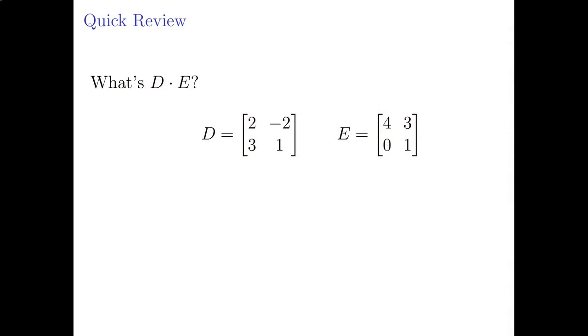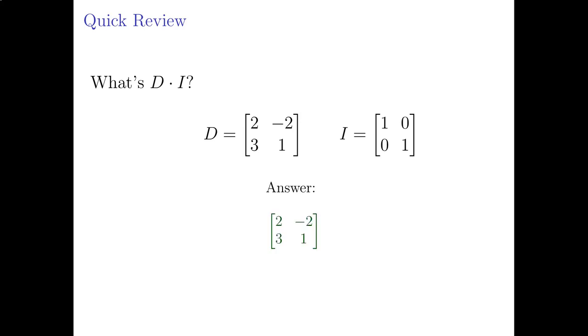Get out your pen and pencil. And compute this. What is D times E? Matrix multiplication-wise, that's going to turn out to be 8, 4, 12, 10 if I've done my math right. Make sure you get that answer so you know how to perform that mechanical operation. What about D times I, where I is the identity matrix here? What's that going to give us?